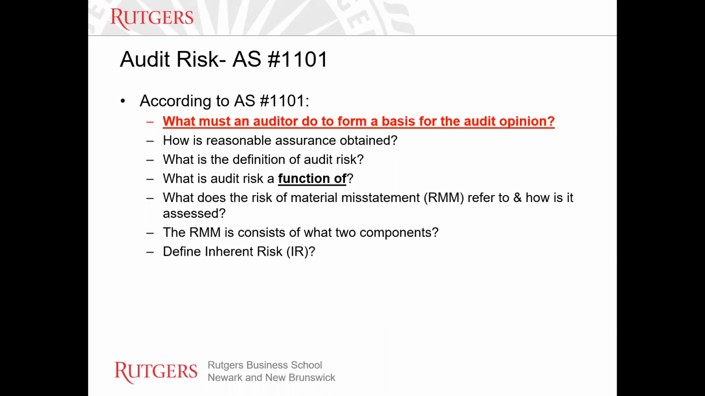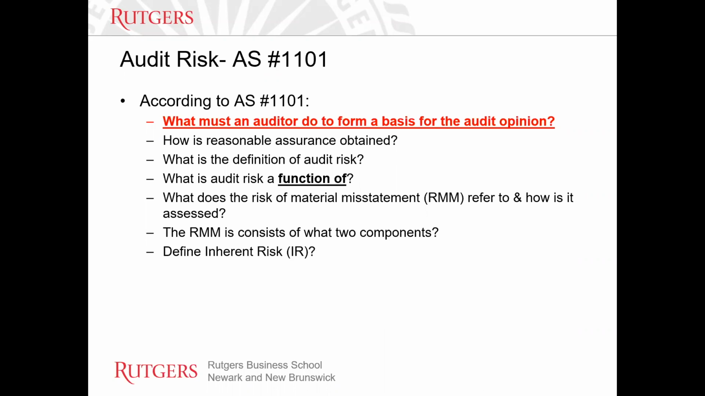So an auditor must plan and perform an audit to obtain what? Reasonable assurance, right? About whether or not the financial statements are free from material misstatement, no matter if that's due to error or fraud, whether it was intentional or unintentional. That there are no material misstatements in the financial statements to a reasonable degree. Notice that it's reasonable assurance that the auditor has to obtain, not absolute.